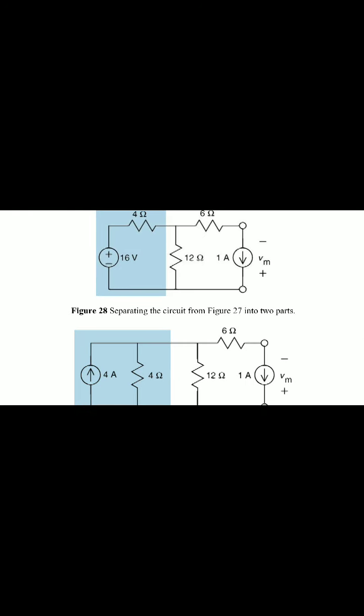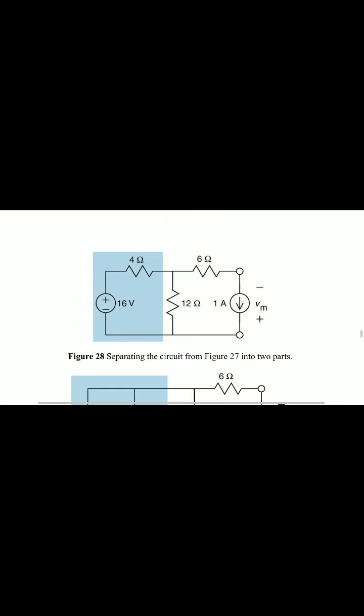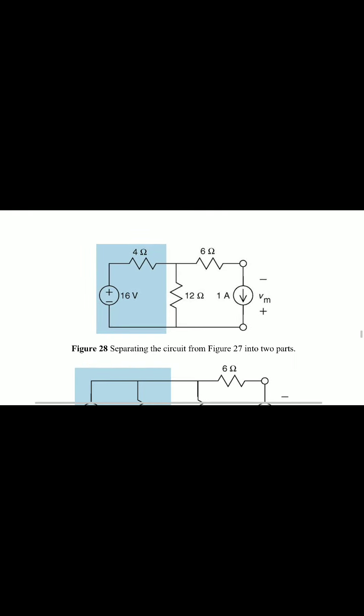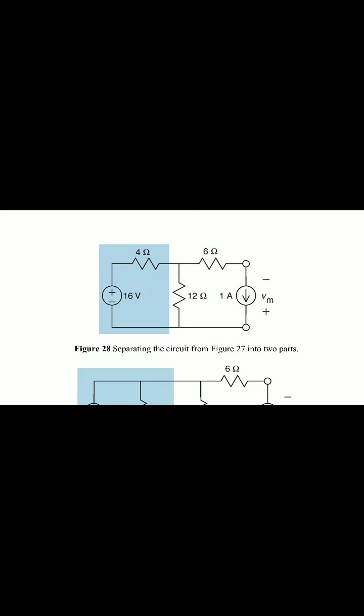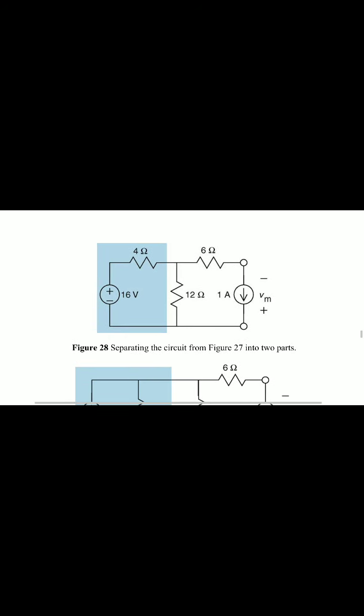Figure 28 separating the circuit from figure 27 into two parts. Here the voltage source and resistor are in series, so voltage by resistance gives the current. Voltage is 16 volts and the resistance is 4 ohms. That is 16 by 4, which gives 4 amps.